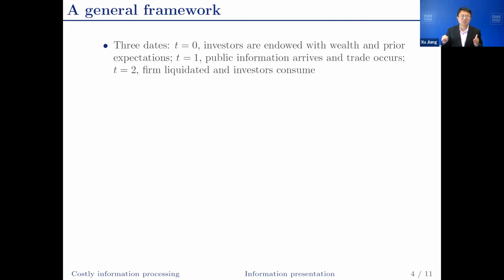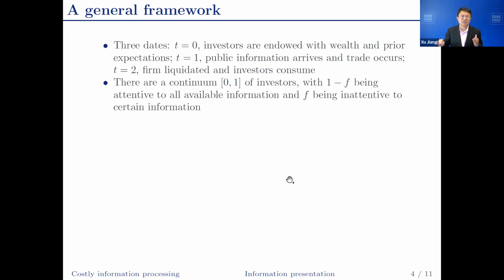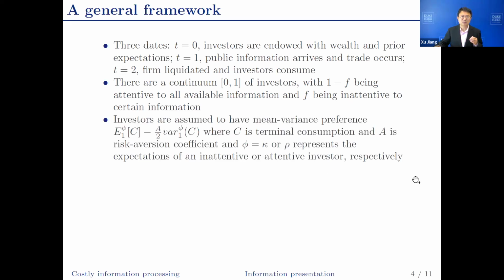Public information can be interpreted as accounting disclosure. At day 2, all the uncertainties are realized. There are a continuum of investors on [0, 1]. 1 minus F are attentive to all the available information. F are inattentive to certain information. One can think about 1 minus F as sophisticated or institutional investors, and F as unsophisticated or retail investors. So F is an inverse measure of the degree of sophistication of the market.